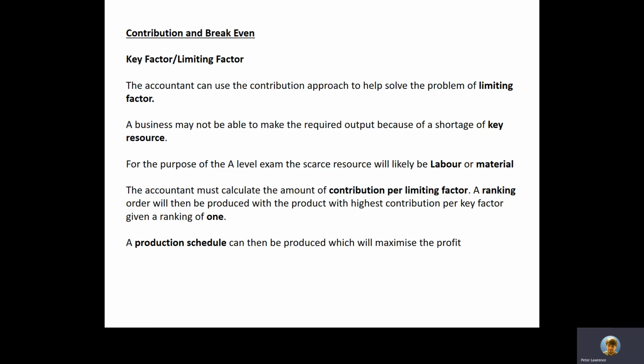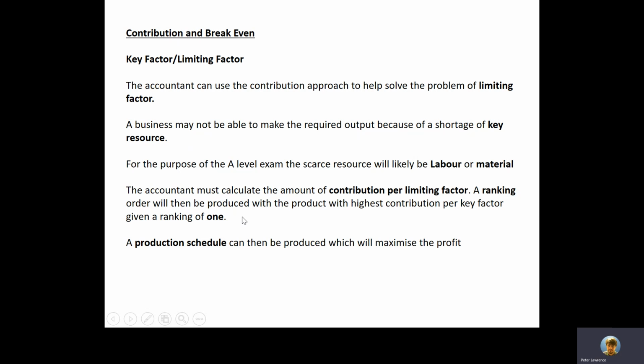Now, very, very important in this part is calculating the contribution per limiting factor. You can work out the contribution for each product and see which one's highest, but it won't tell you which is the best product to make. See why in a second. So contribution per limiting factor. I do want you to think about that at all times.